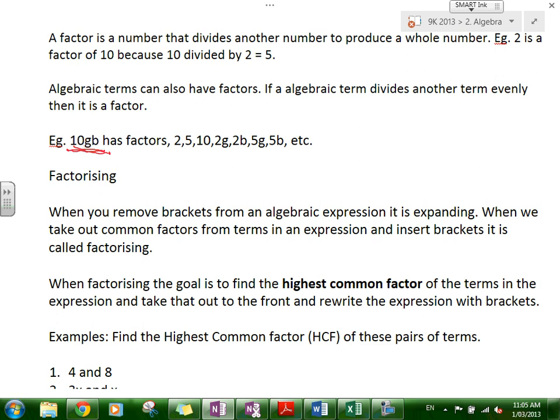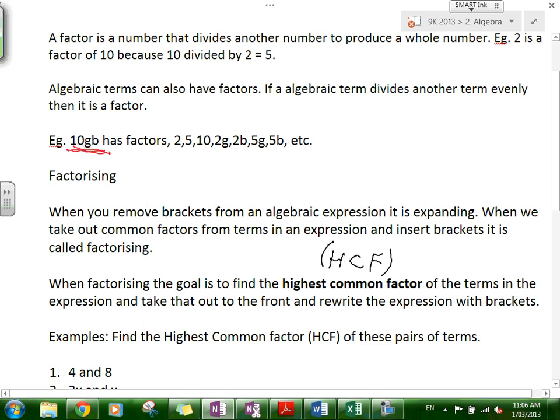So when factorizing, the goal is to find the highest common factor. That's abbreviated as HCF. Highest common factor, okay, HCF, of the terms in the expression, and take that out to the front and rewrite the expression with brackets. Alright, so you're taking out the highest common factor from the two terms, putting it to the front, and then writing what's left of each term. We're going to have a look at examples.